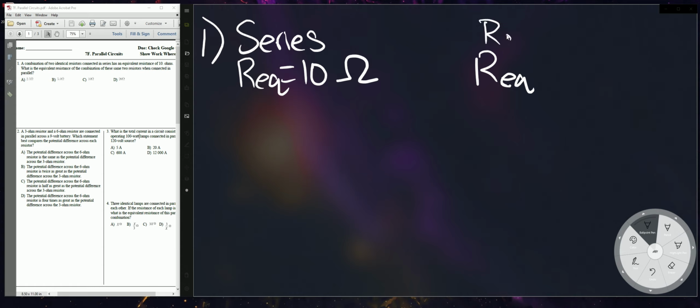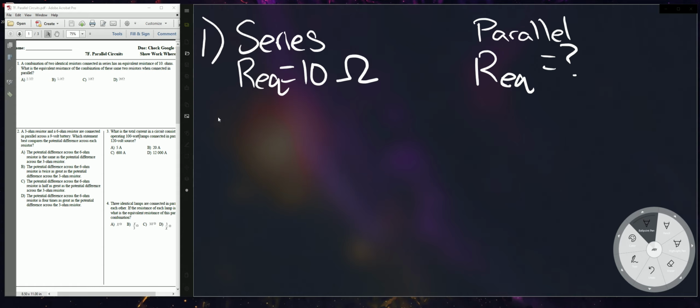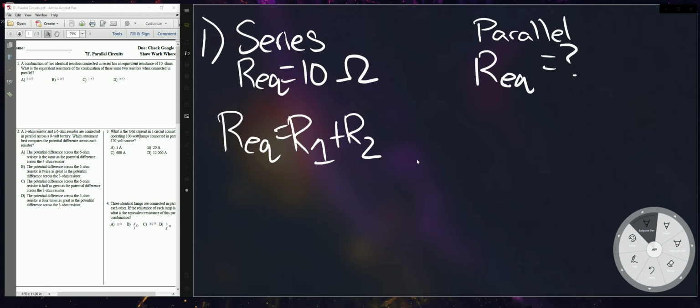So in parallel, they want your equivalent resistance in parallel. And so we know in a series circuit, if you look on your reference table, the total resistance is R1 plus R2. Right, that's your total resistance. And in a parallel circuit, your equivalent resistance: 1 over Req is equal to 1 over R1 plus 1 over R2.